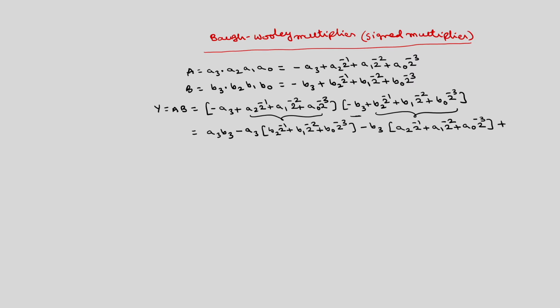So, what is that? Plus remaining thing that is left is this into this: A2 2 raised to the power of minus 1 plus A1 2 raised to the power of minus 2 plus a naught 2 raised to the power of minus 3, into b2 2 raised to the power of minus 1 plus b1 2 raised to the power of minus 2 plus b naught 2 raised to the power of minus 3. So, the only problem is with these two terms which are having minus sign. So, I will consider only these minus sign terms first. I will do some manipulation, later I will come to this final expression.